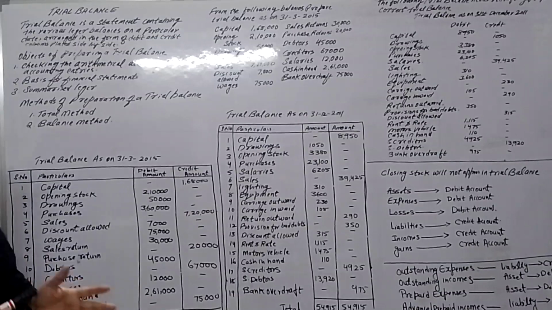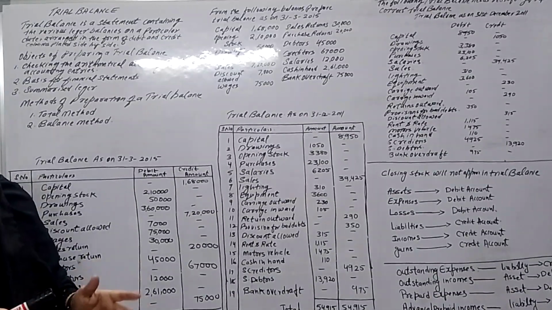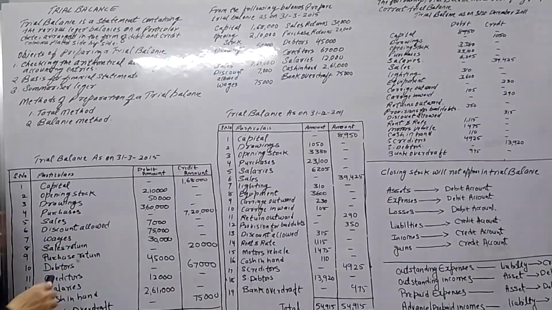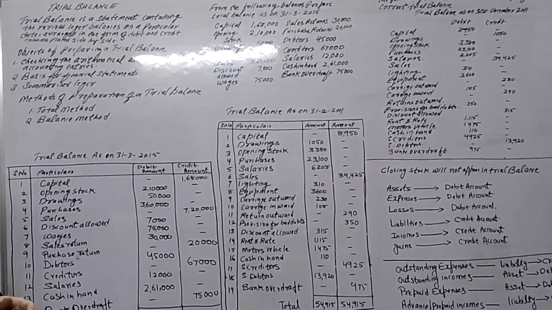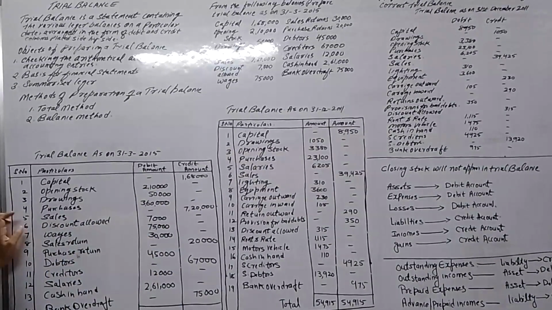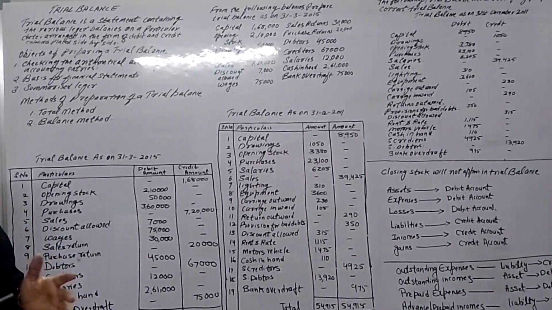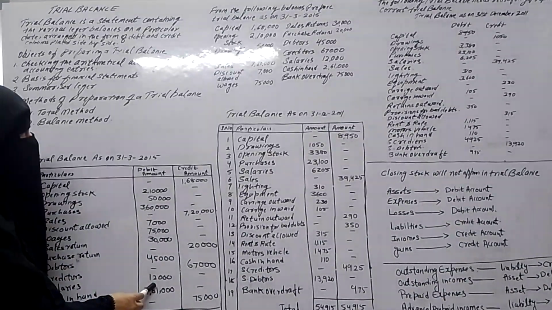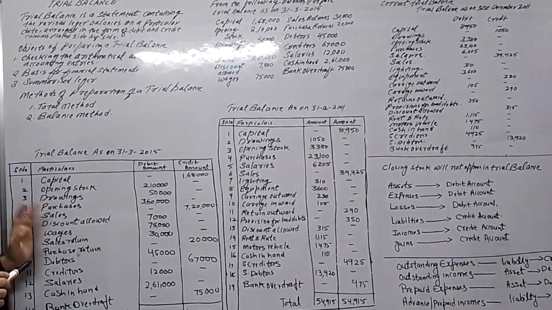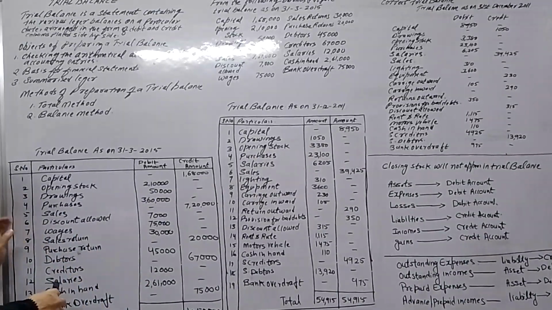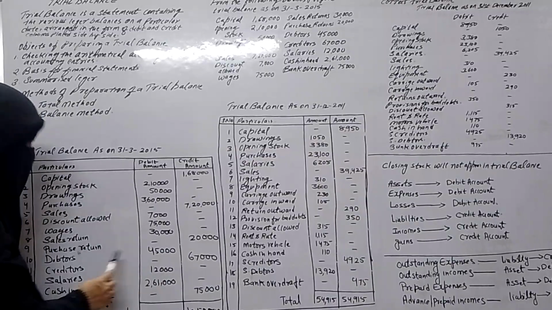Debtors is an asset. So asset is a debit account. So debtors, debit side. Creditors is a credit account. So it comes credit side. Salaries is an expense. So expenses are debit accounts. So salaries, debit side 12,000. Cash in hand is an asset and asset is a debit account. So cash in hand, debit side.